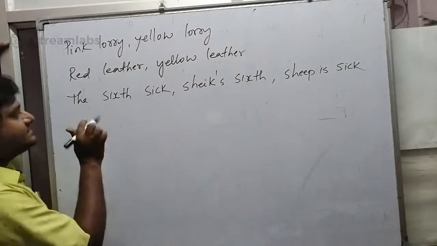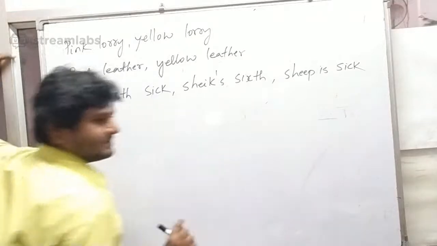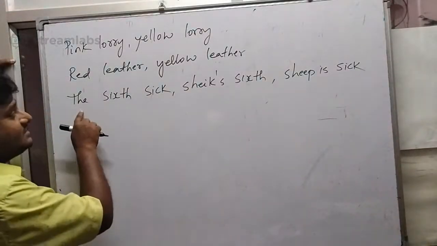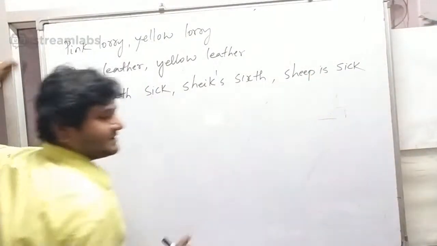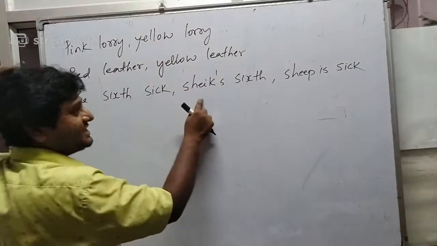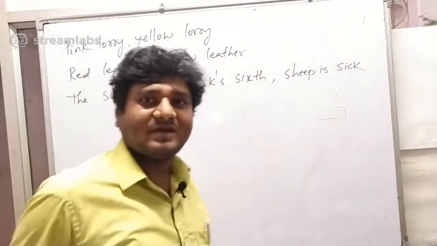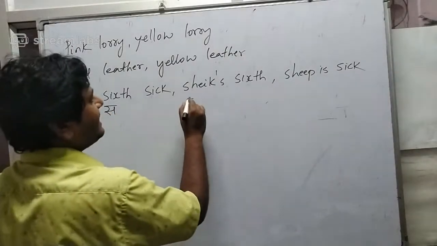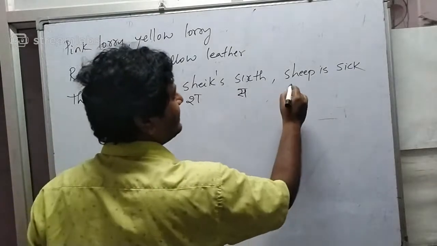This one, how to pronounce? The sixth sick sheik's sixth sheep is sick. Repeat with me. The sixth sick sheik's sixth sheep is sick. Once again. The sixth sick sheik's sixth sheep is sick. Okay. So here we have sa, and then here we have sha, and then here we have sa, and then here we have sha.